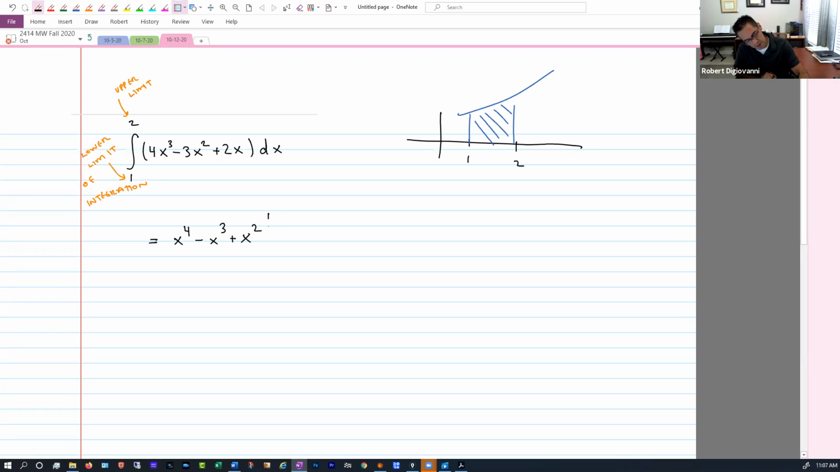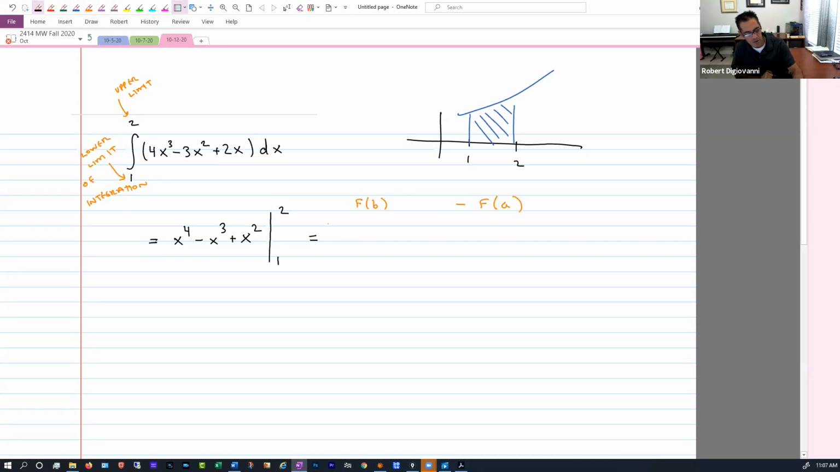And then we're going to put this line here. That's called the evaluation bar. And we're going to put 1 and 2 here. And all that does is remind us we still have something to do here. We still have work to do. We've got that now equals, and now what we're going to do is F of b minus F of a. Okay, that's the fundamental theorem.